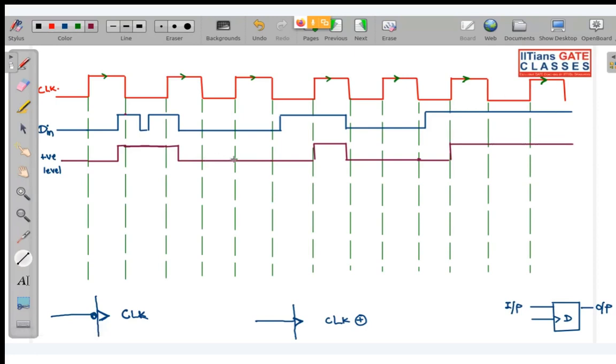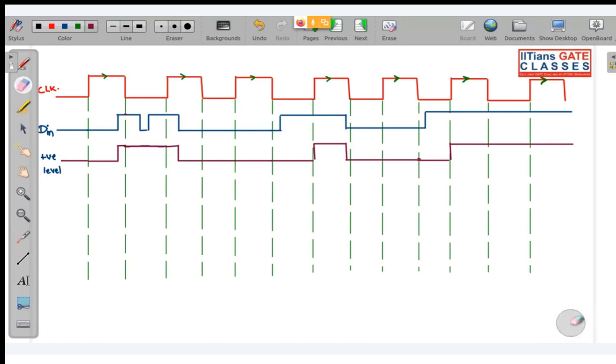So tell me, any doubts in this? Doubts? Anyone? So if there is no doubt, now you can note for this positive level quickly. See, if there is doubt, you can ask me. Note it quickly.